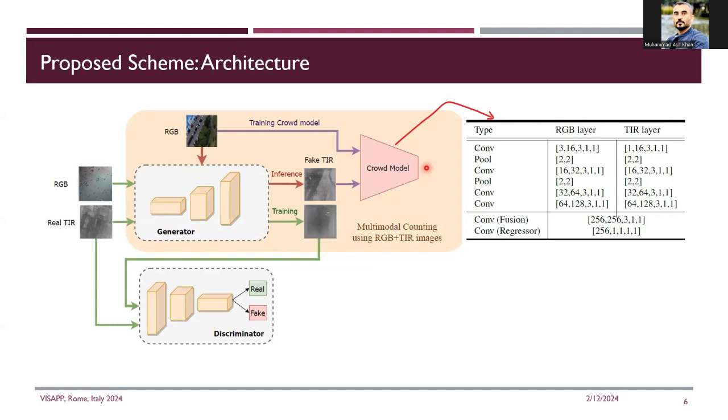This is the architecture of the multimodal crowd model, which we call MMCount in this paper. It consists of convolutional layers with some pooling layers, and then at the end there is a fusion layer that fuses the two branches which take two inputs, RGB and TIR. And then at the end, there is a regressor which estimates the density map for the image.